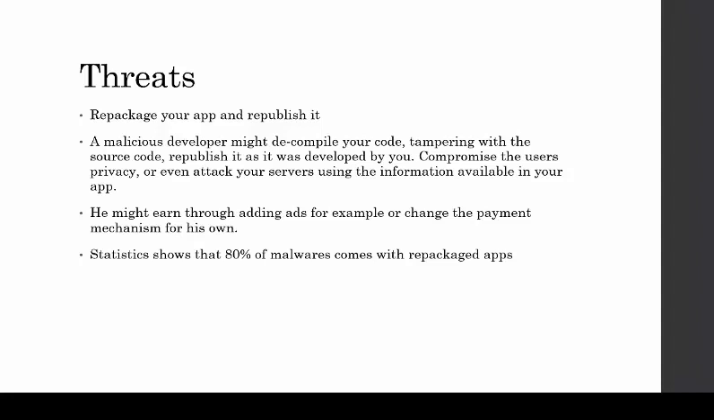A malicious developer might decompile your code, tamper with the source code, and republish it as if it was developed by you, compromise the user's privacy, or even attack your servers using the information available in your app. He might earn by adding ads, for example, or change the payment mechanism to his own. Statistics show that 80% of malware comes with repackaged apps.